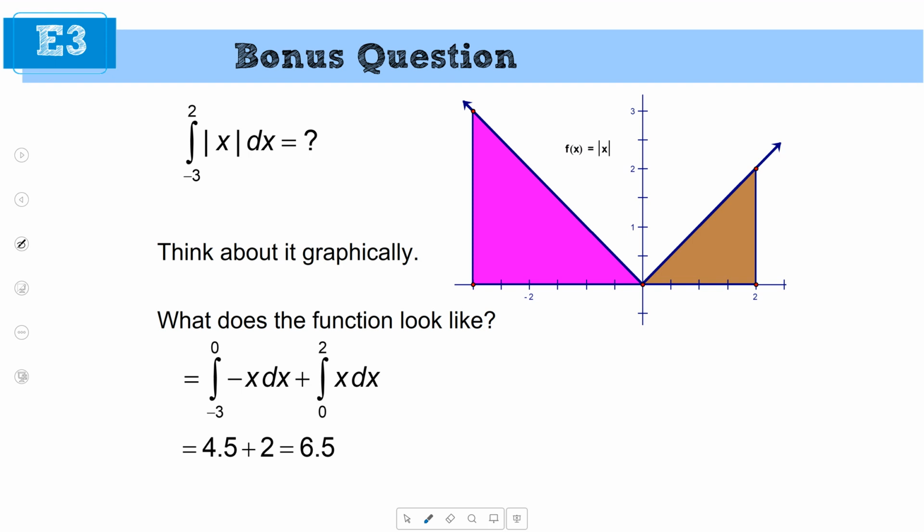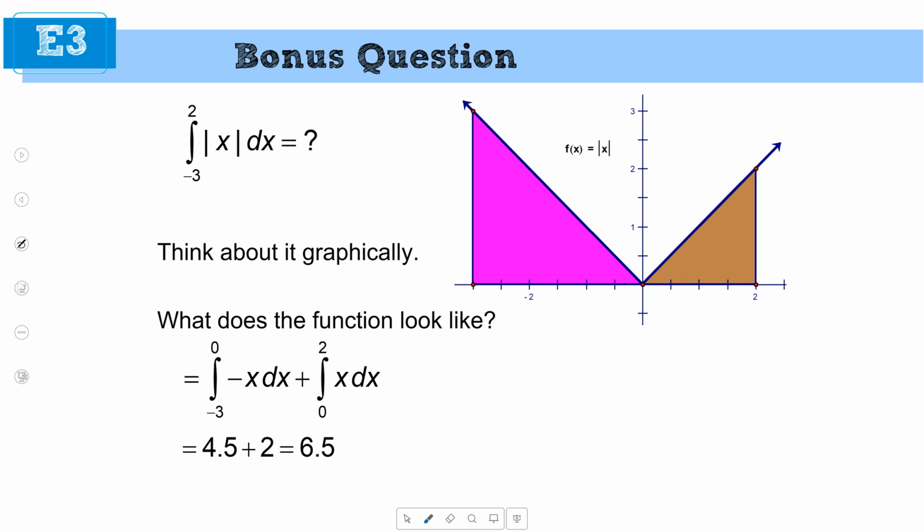It's 6.5. Are we good? No. What's the matter? Are you okay with the picture? Yeah, I understand the picture, but I know that this is too wide. What we're missing is this.